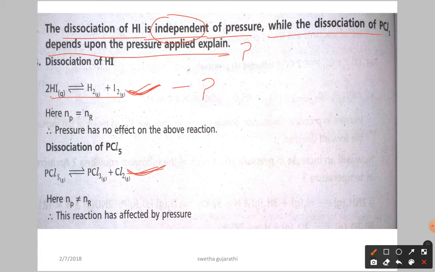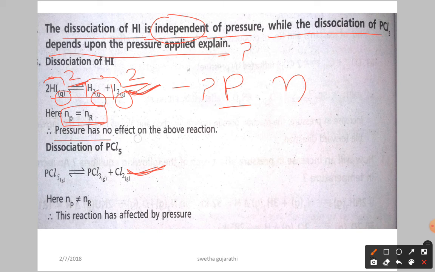Once they are asking about pressure, you have to see the number of moles. Here, HI is a gas, H2 and I2 are also gases. Now, total number of moles of reactants, how many do we have? 2. Number of moles of product, how many? 1 plus 1 means 2. So there is no difference in the number of moles. The number of moles of product and reactant are both the same, so therefore we don't have any effect of pressure.